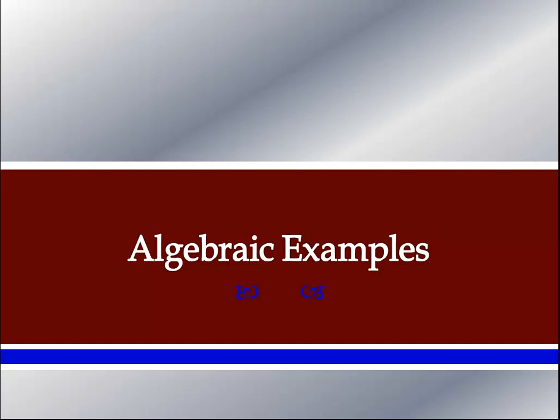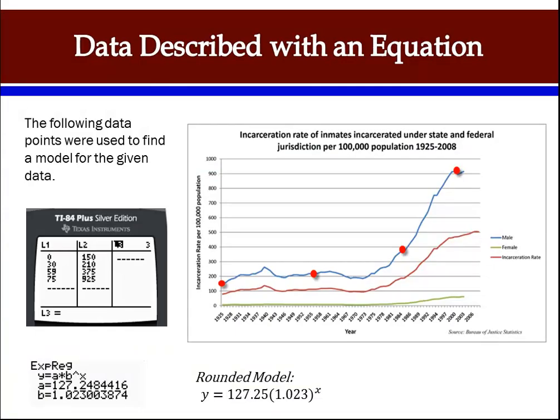And so here's some algebraic examples of that same thing. We'll be using these algebraic models based on past data to predict future trends. It's the common use of an algebraic function. So here's an example where data is described with an equation. This is actually a graph I took from the internet on incarceration rates under the state and federal jurisdiction per 100,000 of the population from 1925 to 2008.